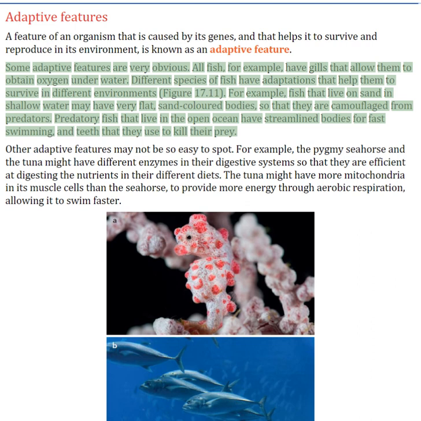Some adaptive features are very obvious. All fish, for example, have gills that allow them to obtain oxygen underwater. Different species of fish have adaptations that help them to survive in different environments. For example, fish that live on sand in shallow water may have very flat, sand-colored bodies, so that they are camouflaged from predators. Predatory fish that live in the open ocean have streamlined bodies for fast swimming and teeth that they use to kill their prey.